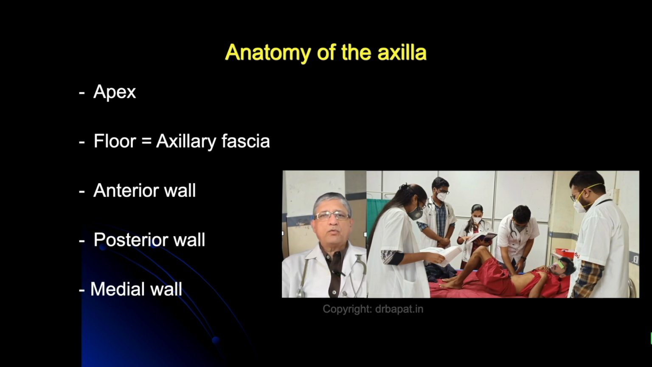As far as the lateral wall is concerned, well, even if it is mentioned, practically there is hardly any lateral wall as such, because the anterior and posterior walls converge laterally onto the lips of intertubercular groove of the humerus, which is a very narrow structure to be qualified as a wall.